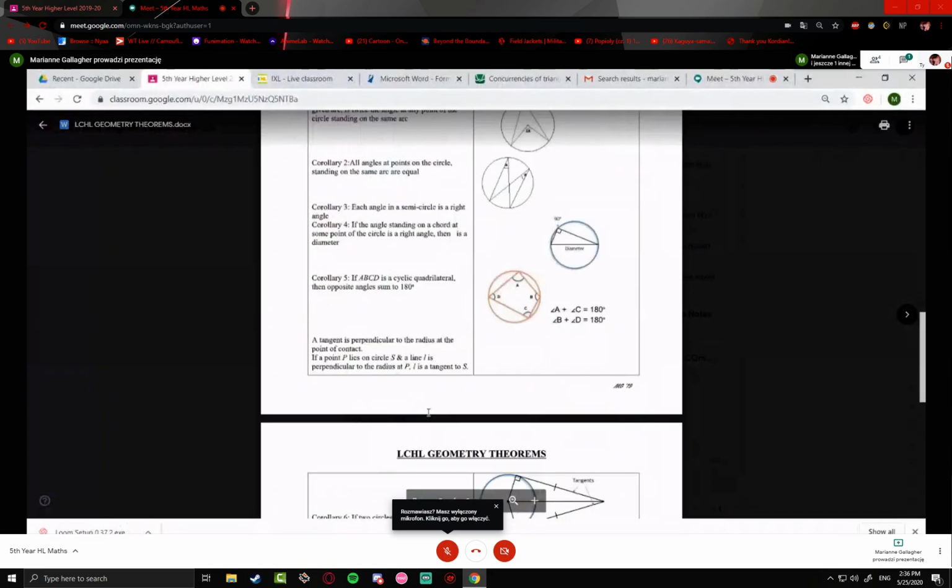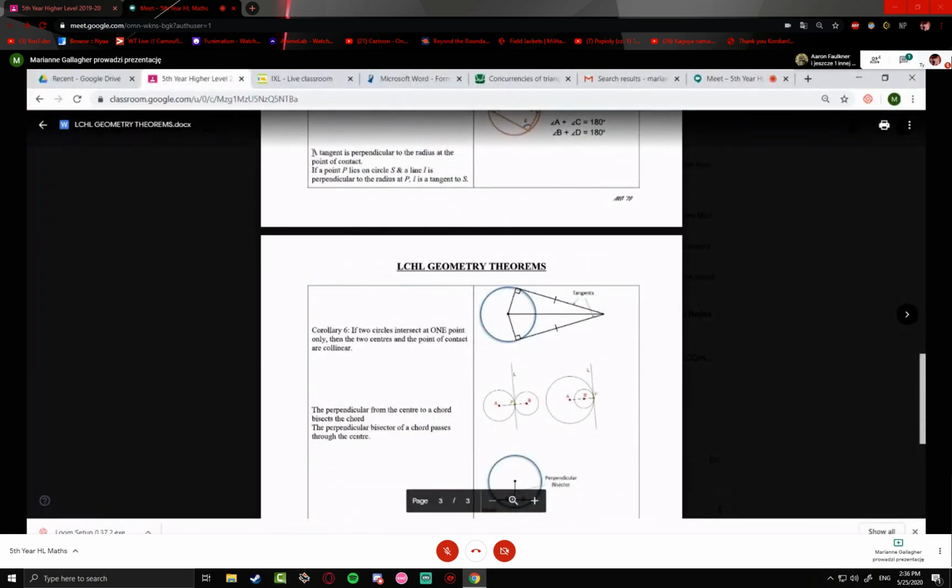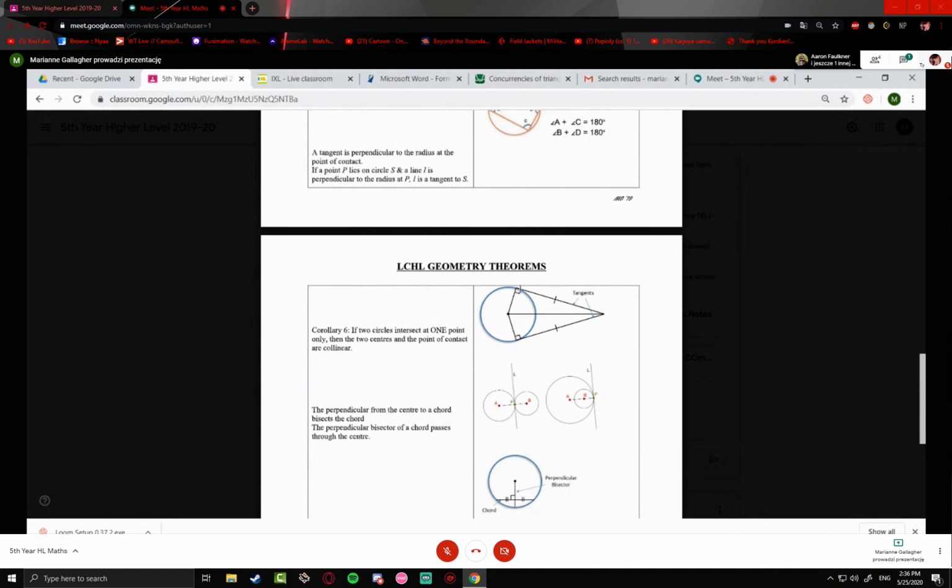And then a tangent is perpendicular. So if you have a tangent to a circle, then where it meets the circle, that's perpendicular to the radius. Do you remember that?